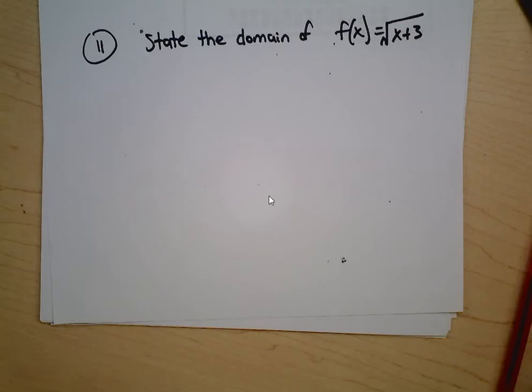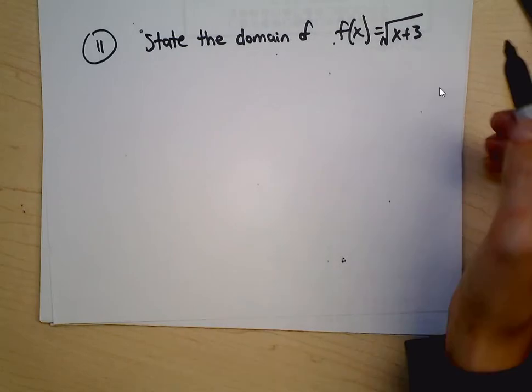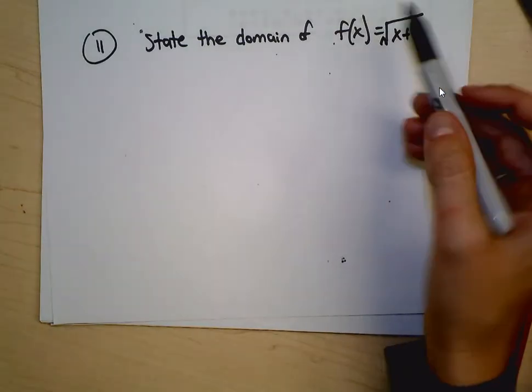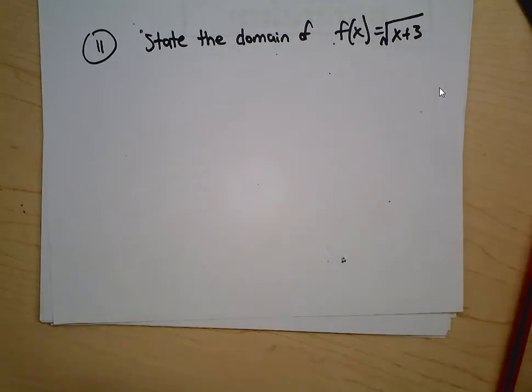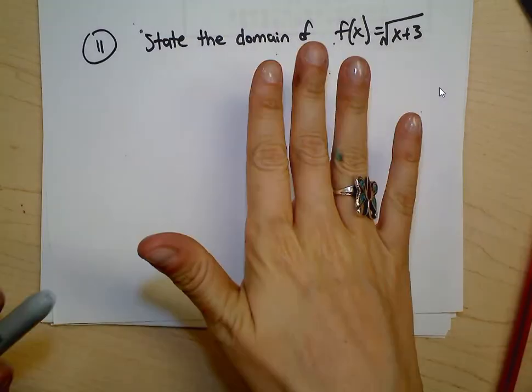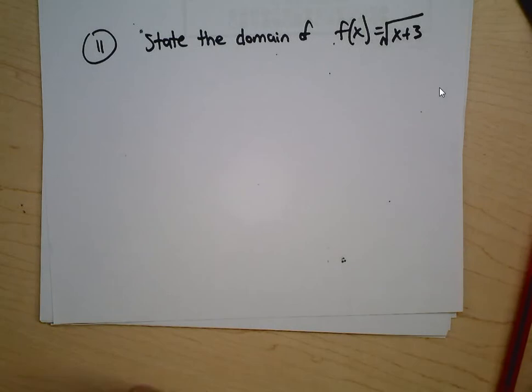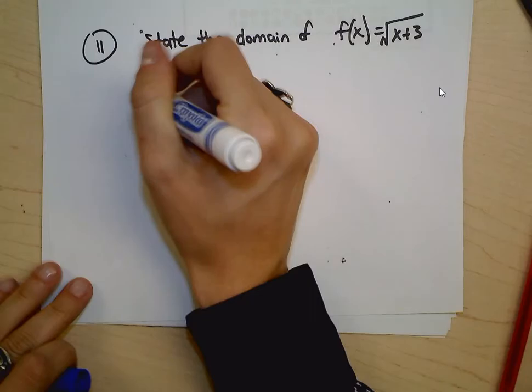Number 11 says state the domain of f of x is equal to the square root of x plus 3. This is underneath my radical. I know because of my square root, it's going to make my swoosh. First, I always graph the function before I do domain and range because it helps me visualize it. So I'm going to graph this.